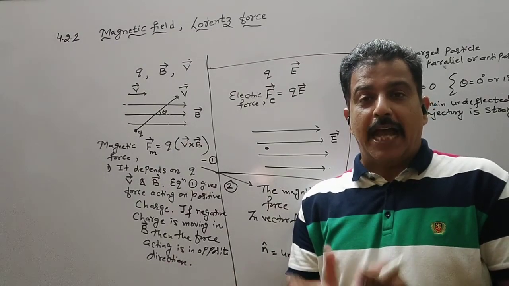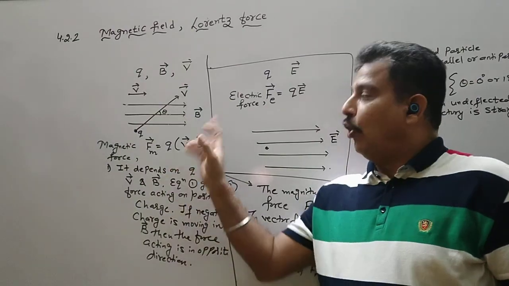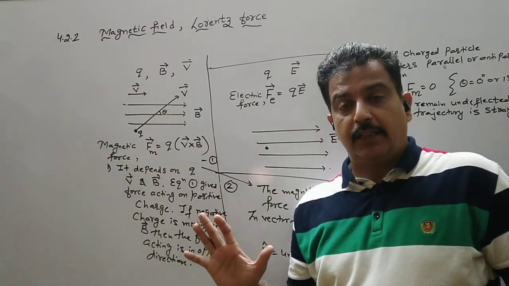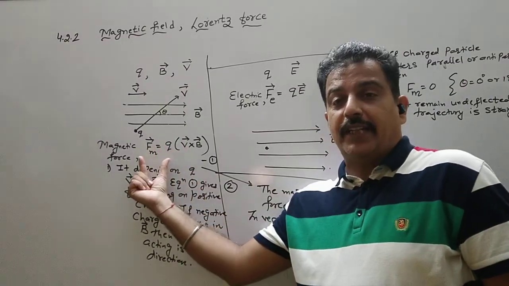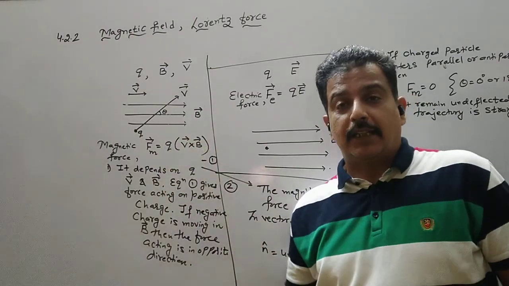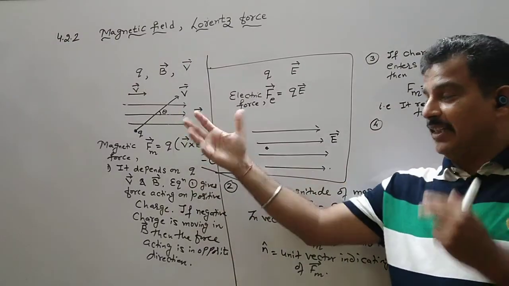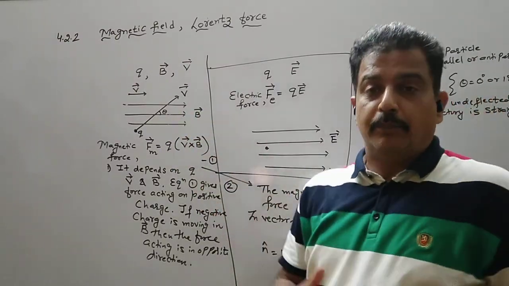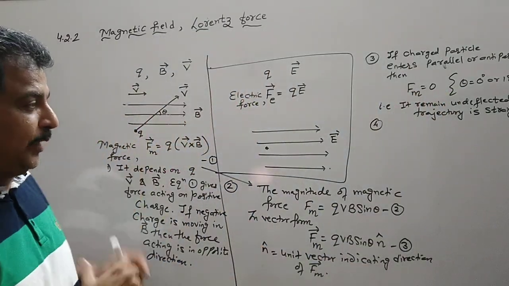The angle between V and B can be any value. But the angle between the magnetic force and the V vector, or the angle between the magnetic force and the B vector, is 90 degree. That is, the resultant is always perpendicular to the two vectors in a plane. So if we consider these two vectors in a plane, we will see how to find out the direction. The direction is found by the right hand screw rule or the right hand thumb rule. So we will come to that point.